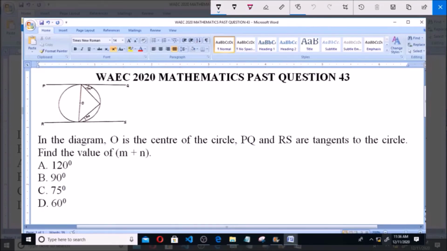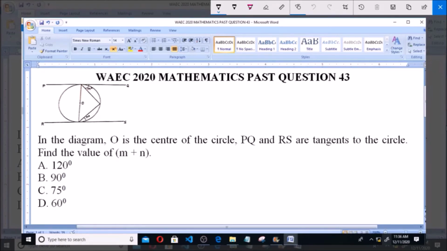I will be answering WAEC 2020 Mathematics past question 43. In the diagram, O is the center of the circle, PQ and RS are tangents to the circle. Find the value of M plus N. These lines are tangent to the circle, and O here represents the center of the circle.